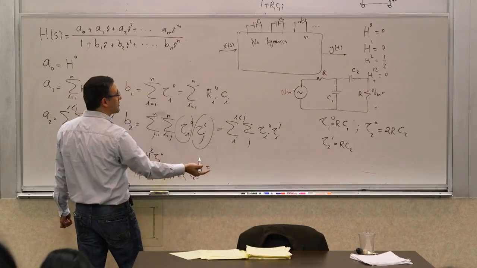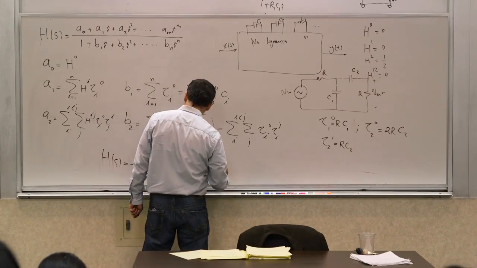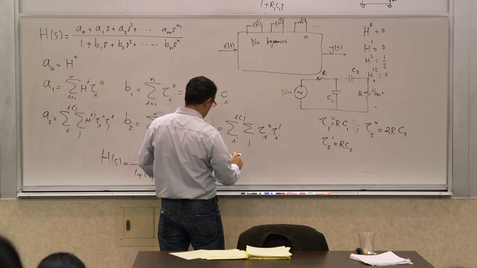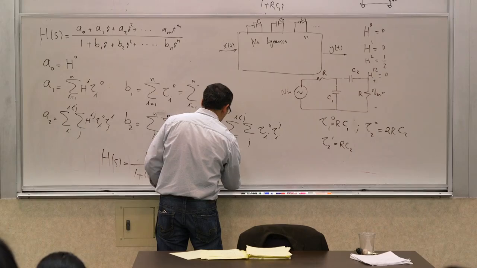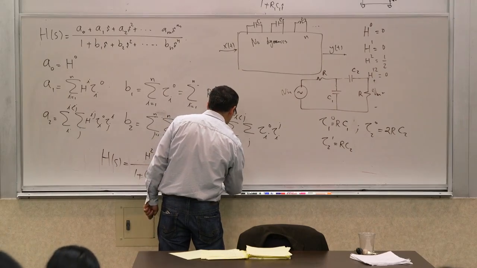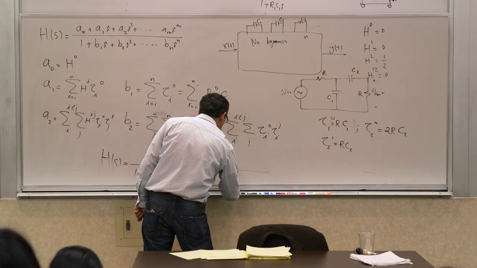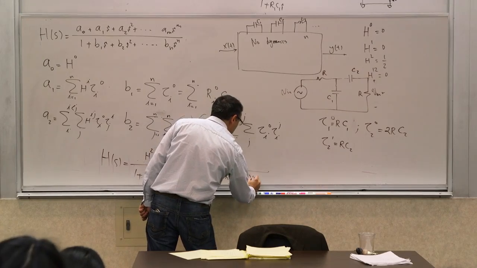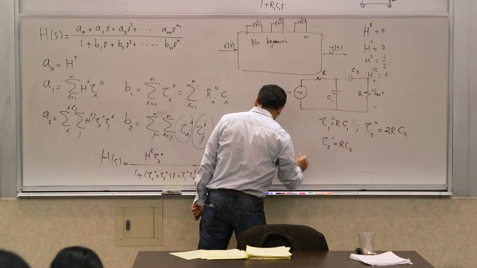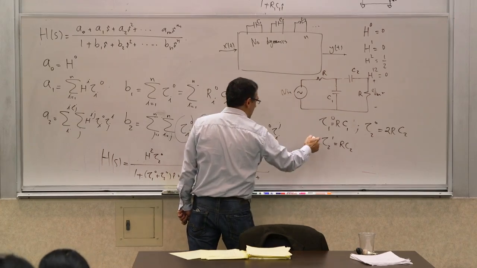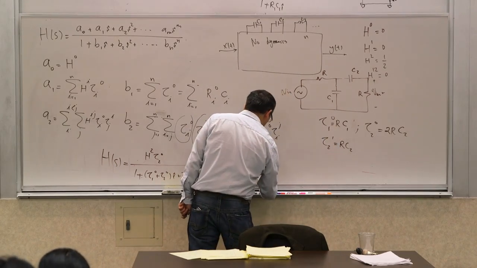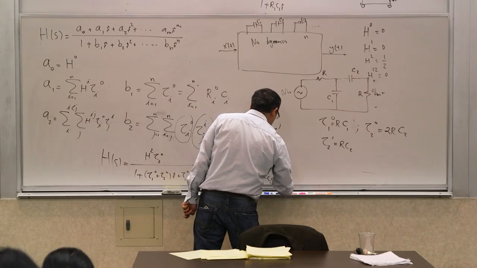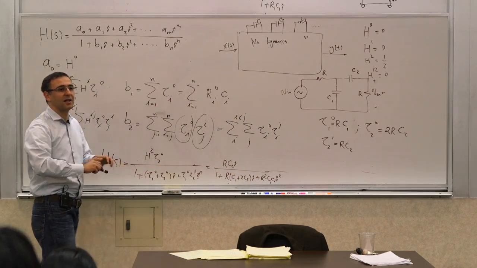And if you plug these values in, you will get 1/2 tau 2,0. Well, that cancels the 2, so you get RC2 S divided by 1 plus R times C1 plus 2C2 S, this plus that, times S, plus this times that, which is R squared C1 C2 S squared. So that's the transfer function.